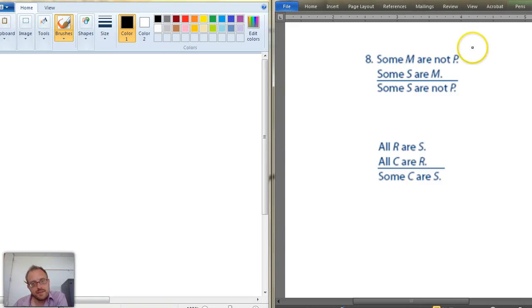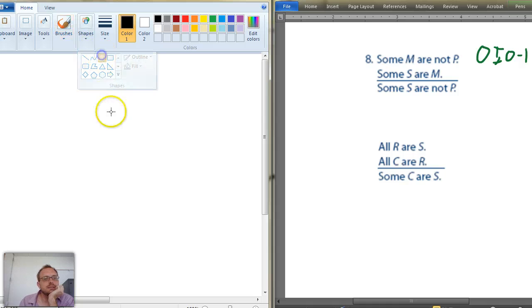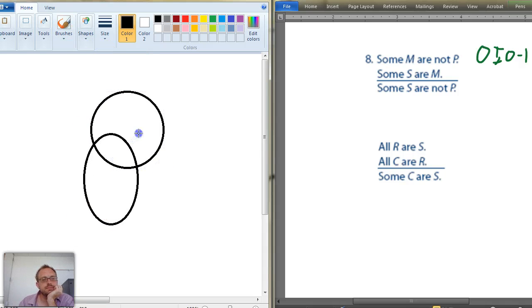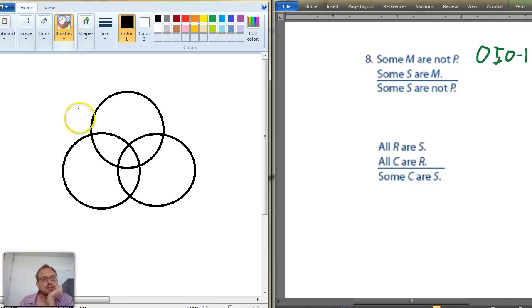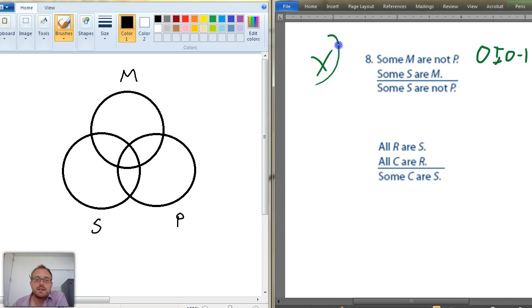I'll start with the top one. Now let's remember that this is an OIO, 1. Okay, so let's see, is this a valid argument? This is an S, a P, and an M. Now, because I have two particular premises, I'm only going to use the X the whole time. This is the only thing I'm going to be using here. Let's start with the first one.